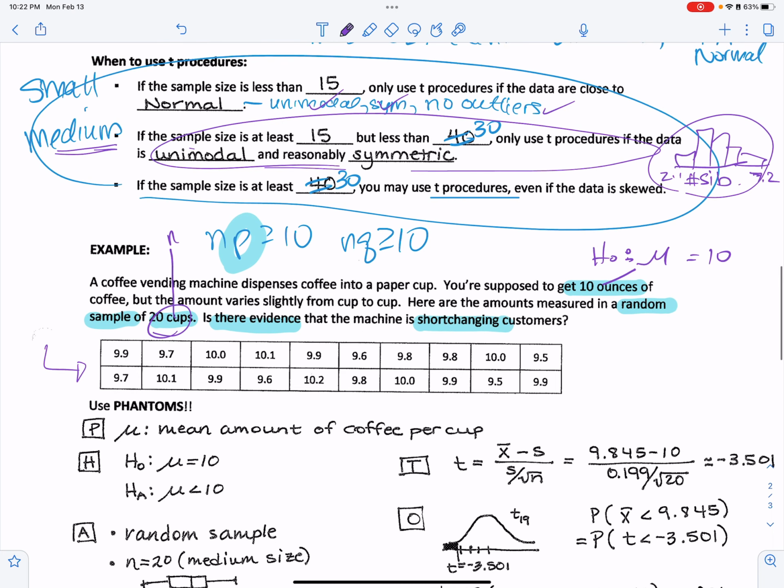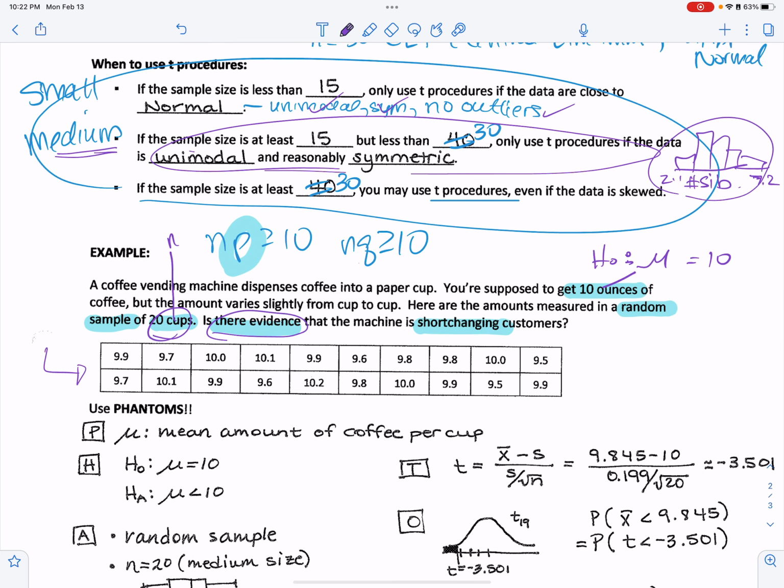All right, and next, "is there evidence" lets me know that I need to run a hypothesis test, and "shortchanging" just means my HA is going to be mu is less than 10. All right?